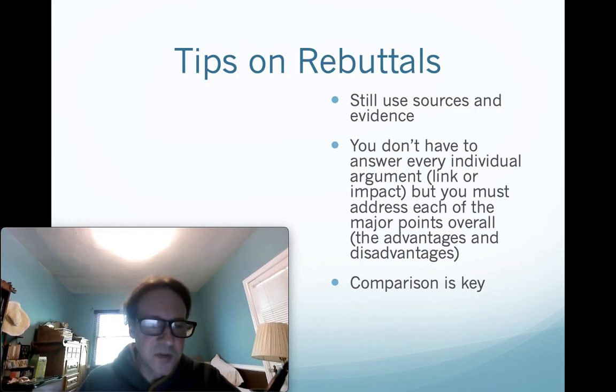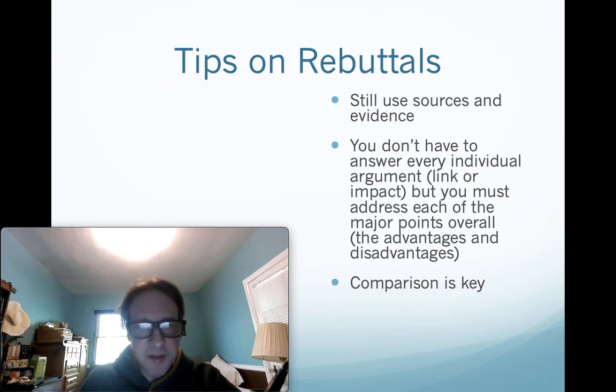You should also try to diversify your responses, just like you try to diversify your arguments in the constructive as well. Because if you only make one and they tear it down, then you have nothing left to stand on.